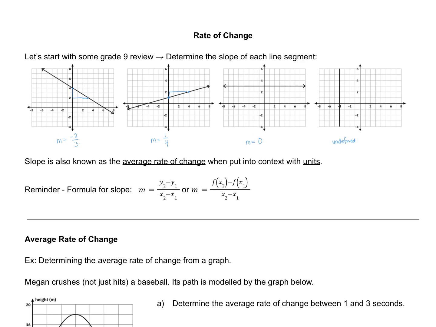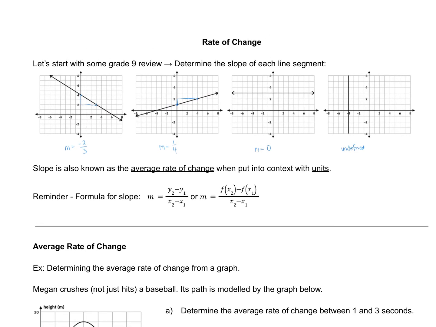So what we just found here, our slope, is also known as the average rate of change if you were to put some units into the scenario. And I just put a little reminder here for you for what the formula of slope is. Here's your grade 9 version. Here's the fancy function notation version. So instead of y2, f at x2, so that's the y coordinate when you sub in x2, minus f at x1, so the y coordinate when you sub in x1.